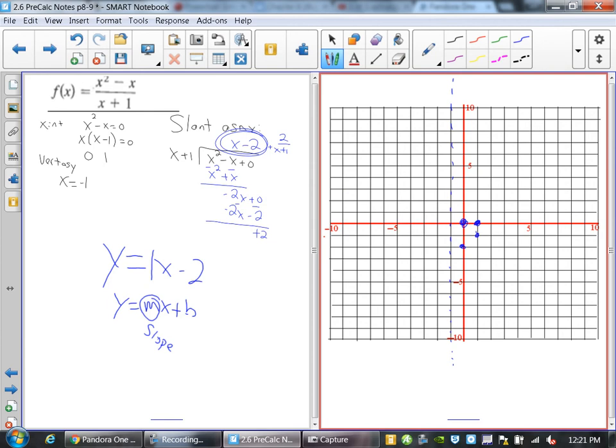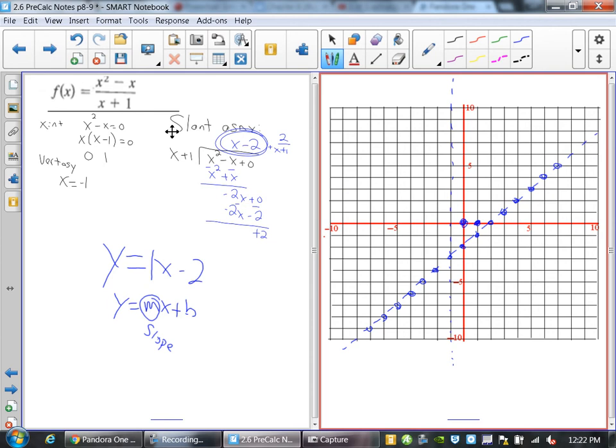Why am I starting at -2? So there's my slant asymptote. And then again, it's a matter of taking some points.